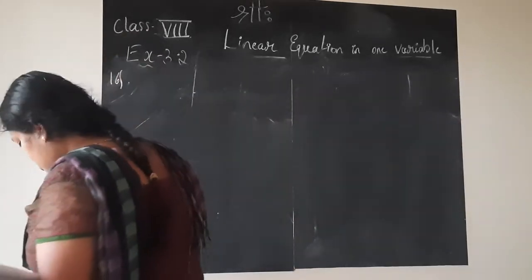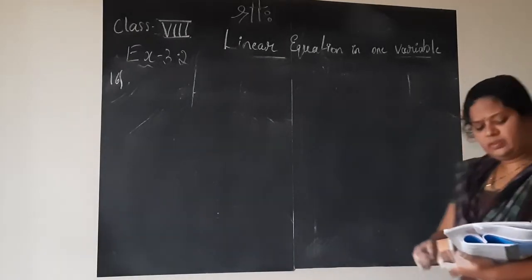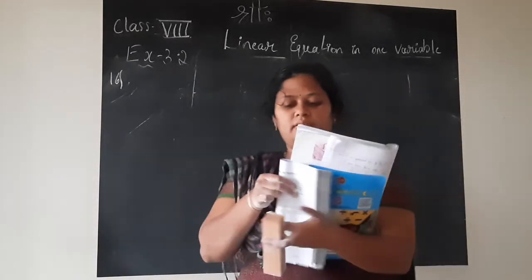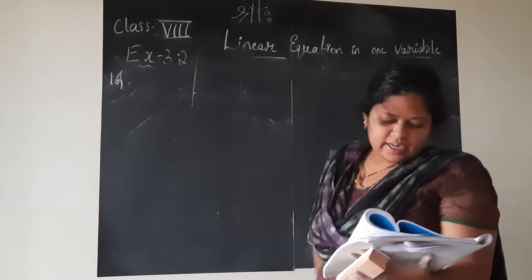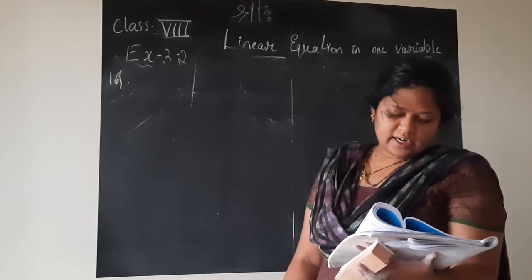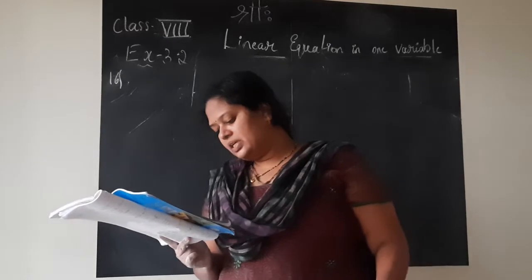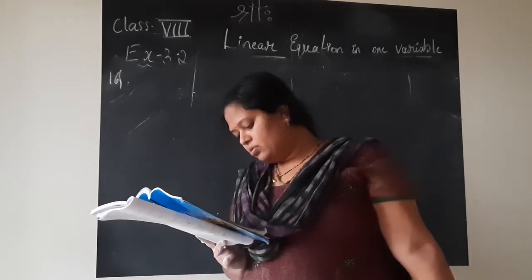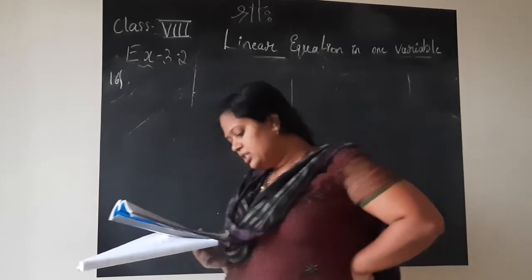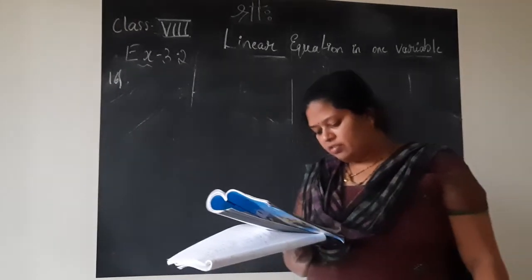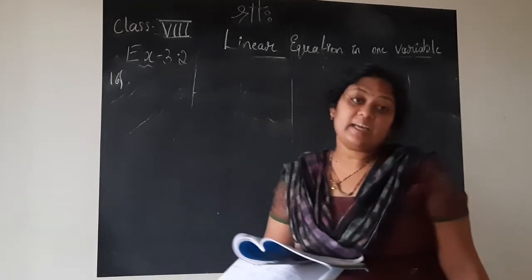Last is question number 16. The question is, the organizers of an essay competition decide that a winner in the competition gets a prize of rupees 100 and a participant who does not win gets a prize of rupees 25. The total prize money distributed is rupees 3000. Find the number of winners if the total number of participants is 63.